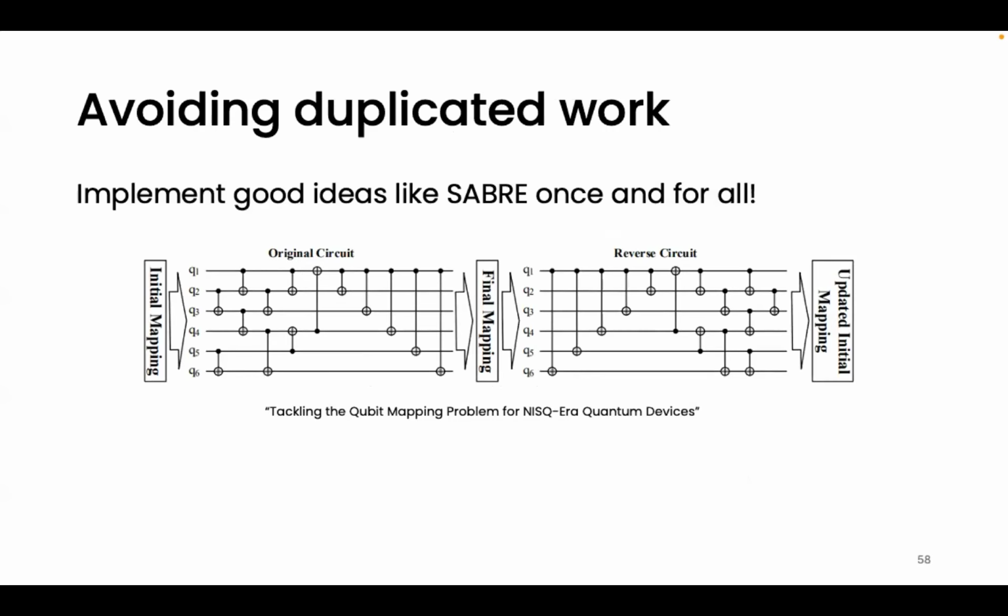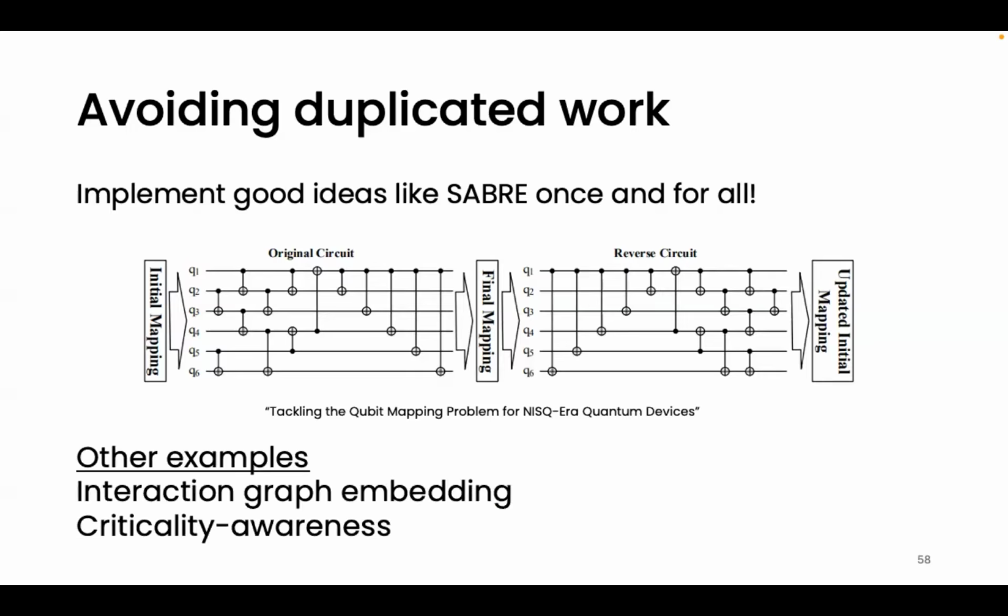One of them is that we can avoid duplicated work. There's this work called Sabre that is very popular in the community that came up with this idea for finding mappings for the NISQ problem. And what we've seen is that a lot of people, when they're working on a new set of constraints, are re-implementing Sabre for their problem. So the idea is that we can implement Sabre once in our generic framework, and then you can have it automatically for a new problem without having to re-implement it. And there's lots of other examples of good ideas for qubit mapping and routing generically that we can implement once and then have available.